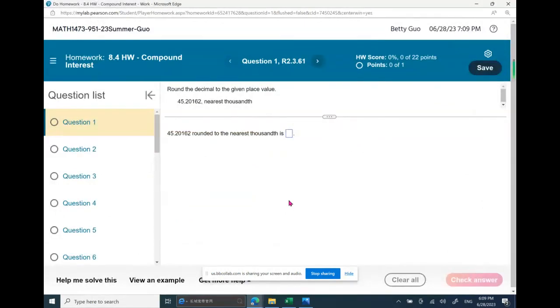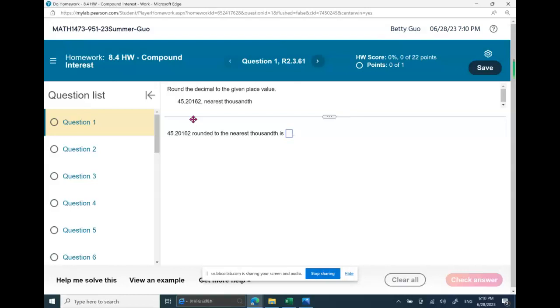Round the decimal to the given place value. We need to round this decimal to the nearest thousandth. Okay, thousandths. 2 here is tenth. 0 here is the hundredth. 1 here is the thousandth.